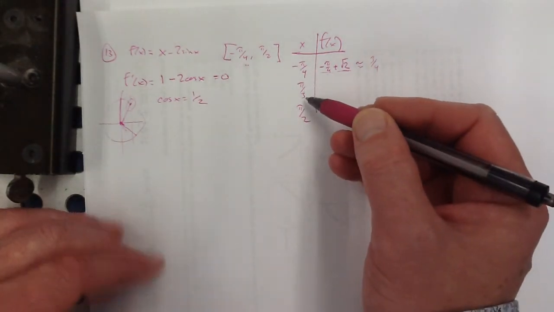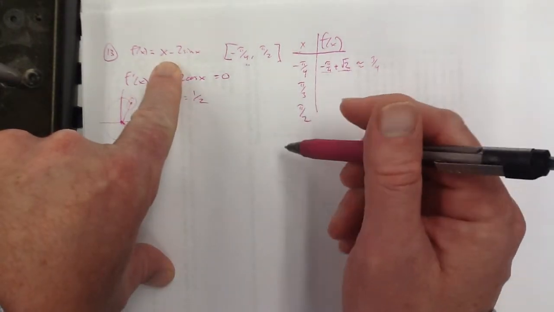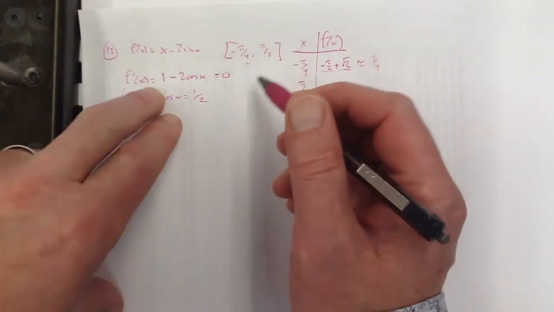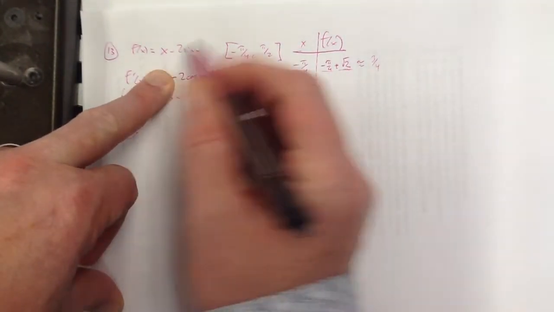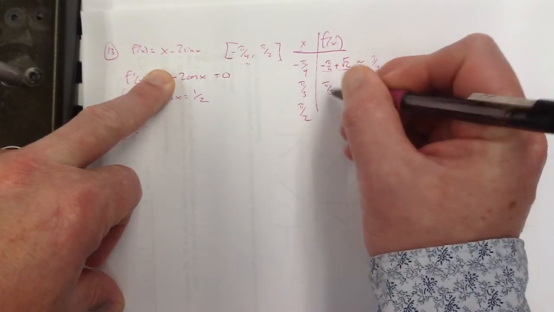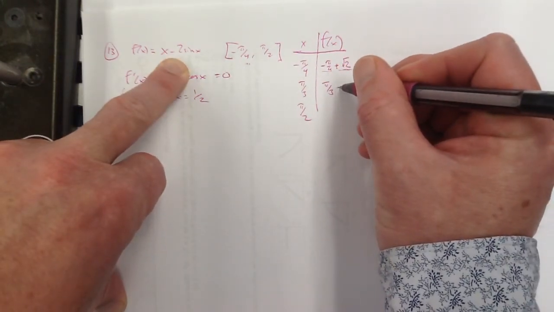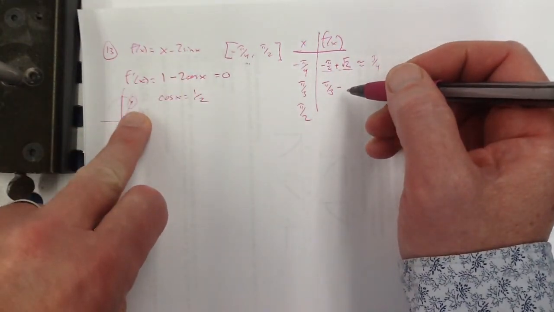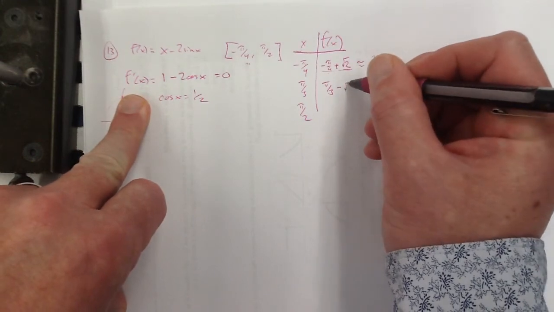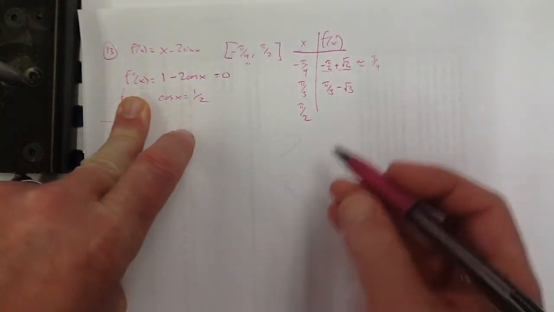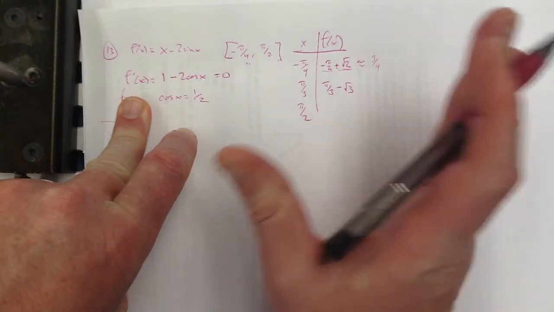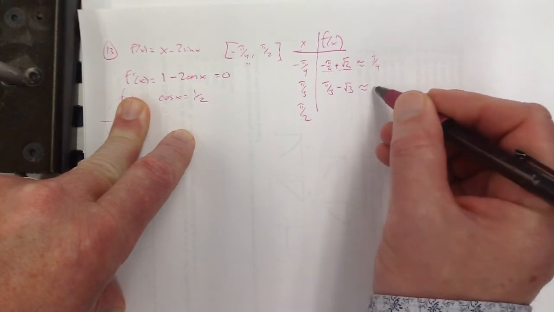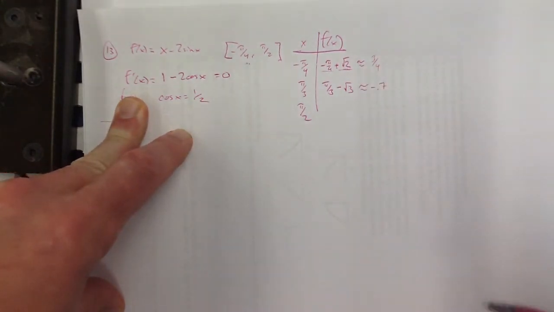So how about pi over 3? For pi over 3, that's 1-ish, minus 2 times the sine of pi over 3. The sine of pi over 3 is the square root of 3 over 2. So that's what I have there. The square root of 3 is about like 1.7. So that's 1 minus that, so that's about negative 0.7-ish.